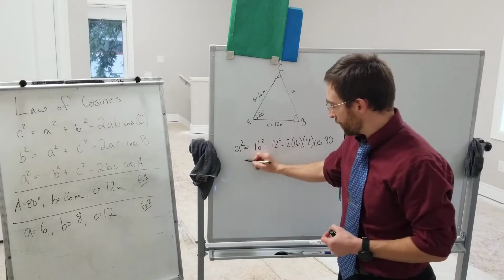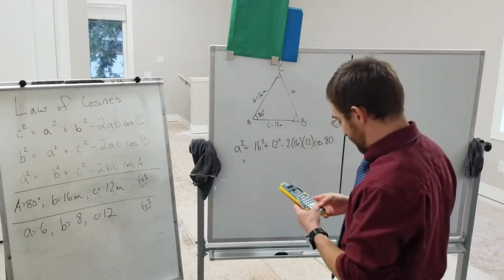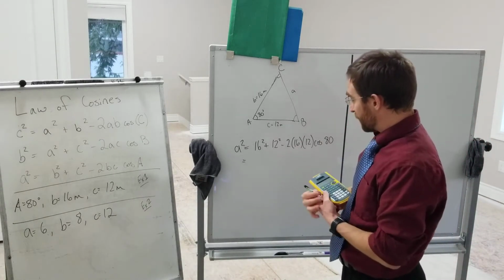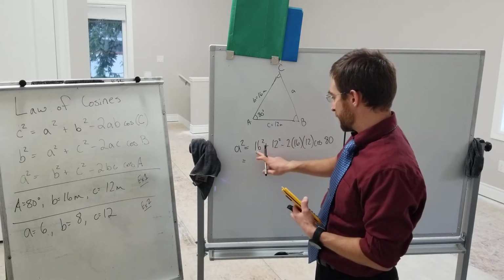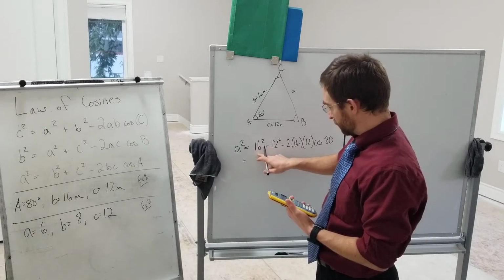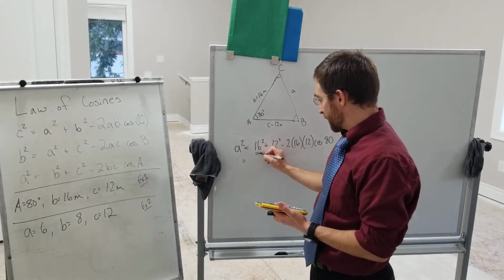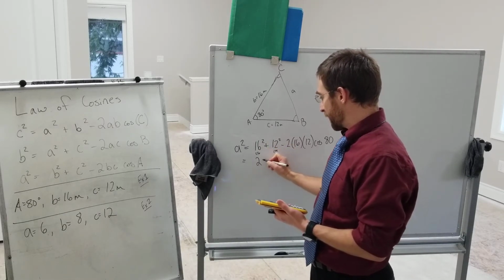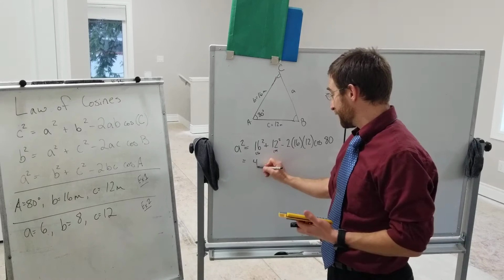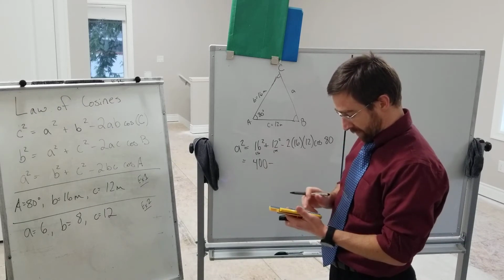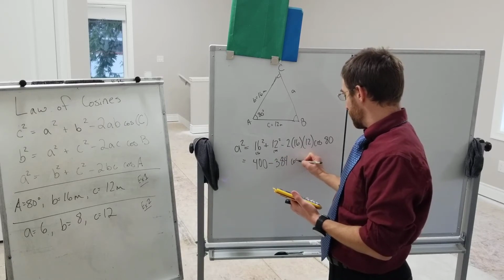All right, now I'm just going to go through. A squared is going to equal each of these. 16 squared plus 12 squared, that's 400. Ooh, 400. So 16 squared is 144. Oh my goodness, it's not 144. Sorry, it's 256. This one is 144. So together that gives us 400 minus 384 cosine of 80.